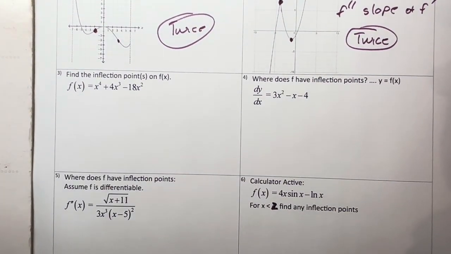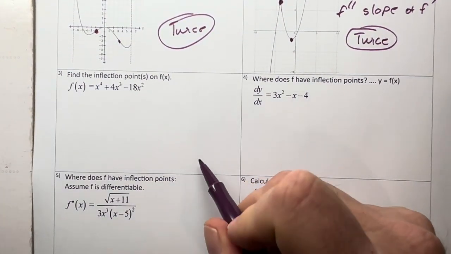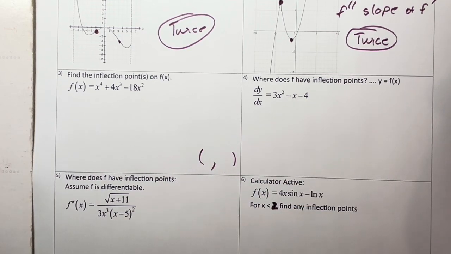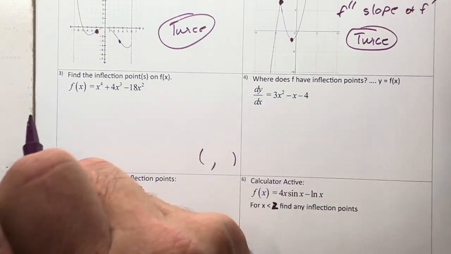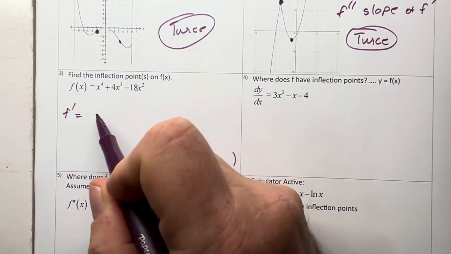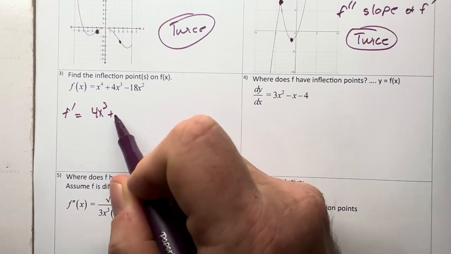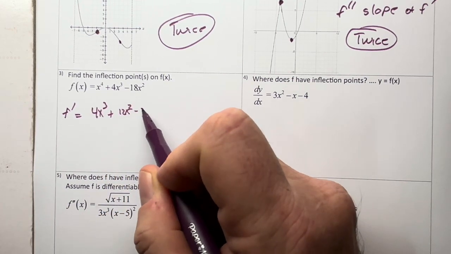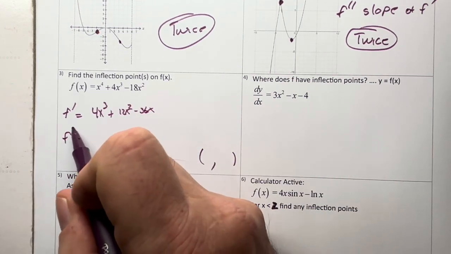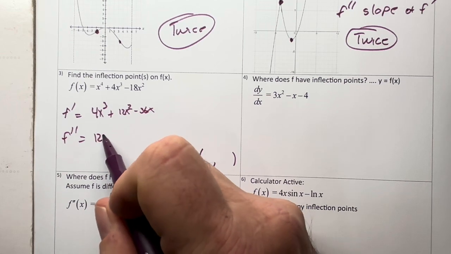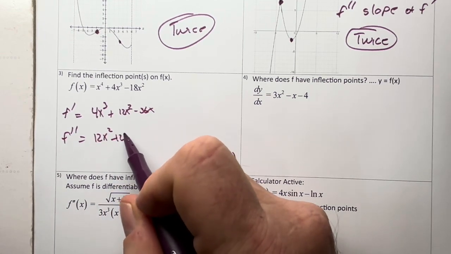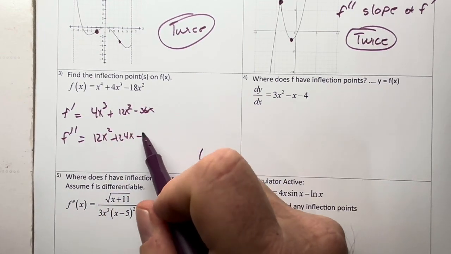All right, here we're going to find the points of inflection. We're looking for actual points. That's going to be important to remind ourselves, not to just get x equals, because it's looking for inflection points. The first derivative is 4x cubed plus 12x squared minus 36x. And f double prime, which is what we want, is 12x squared plus 24x minus 36.